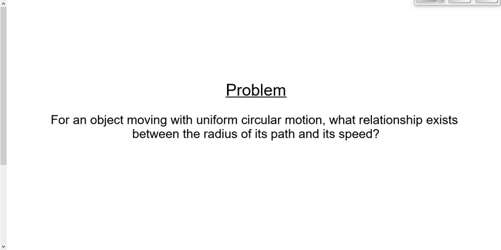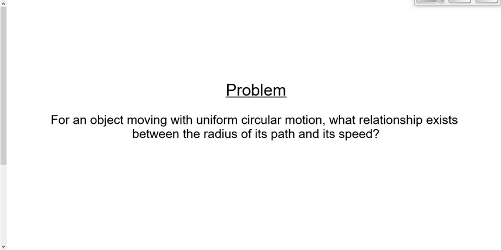The purpose of today's lab is to find the relationship between the radius of an object's path as it goes around in a circle and the speed of that object as it goes around in the circle. Now, we always phrase a problem in the form of a question, and you can see here it is phrased in the form of a question. For an object moving with uniform circular motion, in other words, constant speed going in a circle, what relationship exists between the radius of the path and its speed?